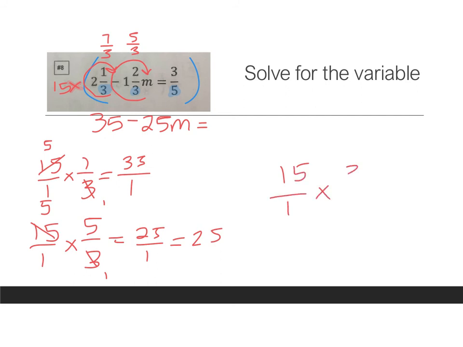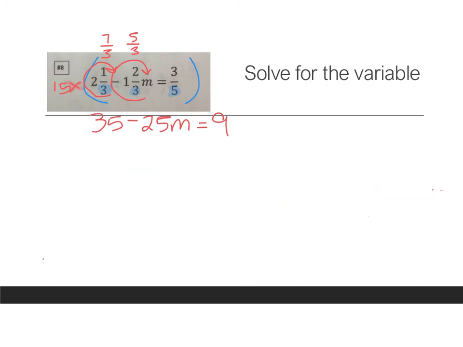15/1 times 3/5. Again, I can cross simplify. Now I'm dividing both by 5, so I get 3 and 1 here. So I get 3 times 3 is 9/1, which is 9, so equals 9. So 35 minus 25m equals 9. Okay, I just erased my work so we can solve.